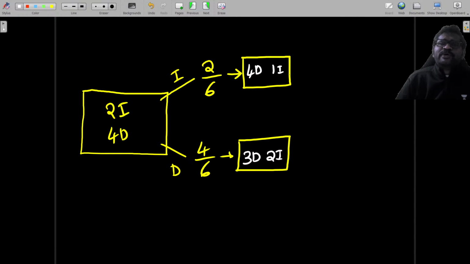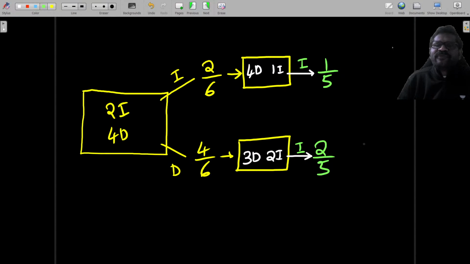Finally, you have to find out the locks still opened by drawing one key at random. The locks are identical locks. You have to open that identical lock with the identical key. That's why you have to draw the identical key to open the lock. So the chance of getting the identical lock is 1 by 5. The chance of getting the identical key is 1 by 5. Here the chance of getting the identical key is 2 by 5.